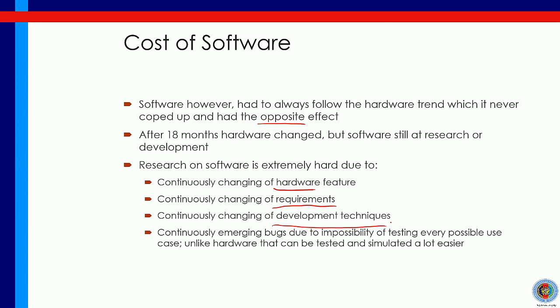And not only these three things, as you learn programming in this course, you will find that programs will have bugs or errors, and it is really impossible to wipe out all these bugs and errors, unlike hardware, which can be tested and simulated a lot more easily. Software will always carry bugs and errors, and because of that, the research also will be dragged back because of the errors that it carries forward from version to version.